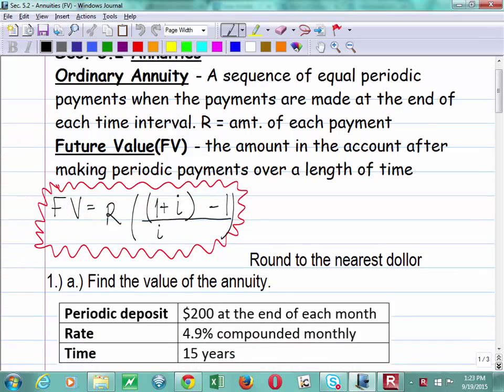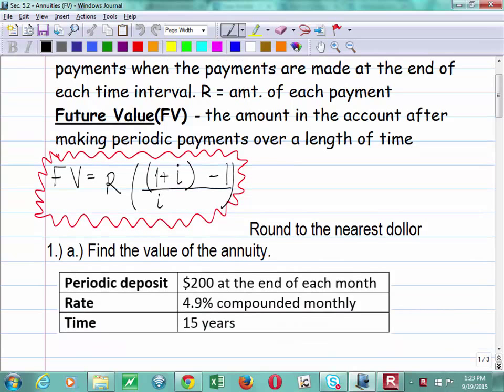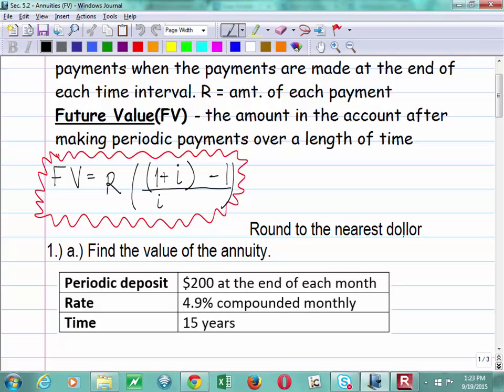Alright, so here is the formula, and we have the future value, we have R, which is the payment, and we have I, which is the same as it was in the last section, the annual rate divided by the compounding periods per year.